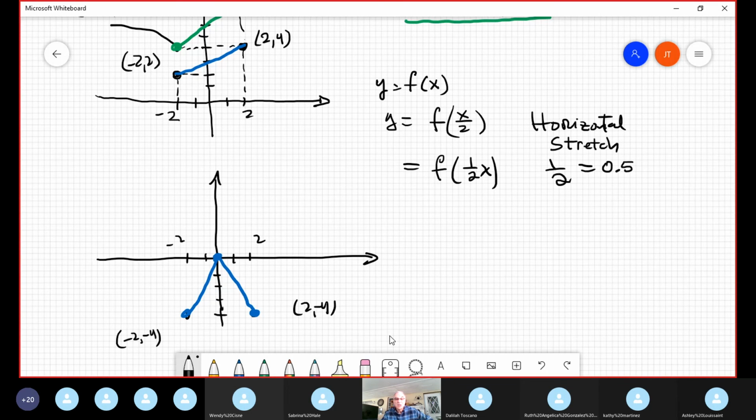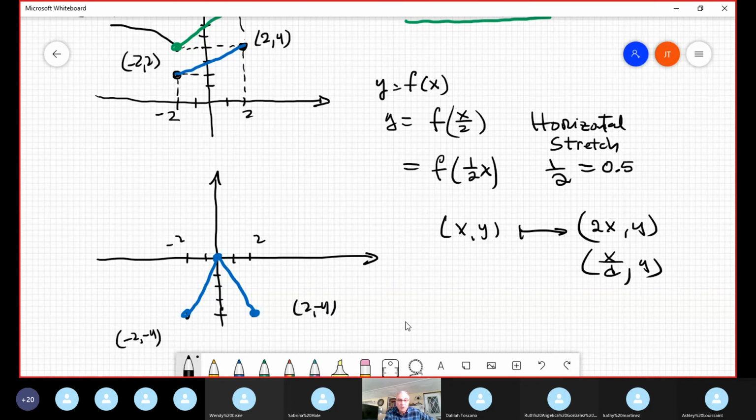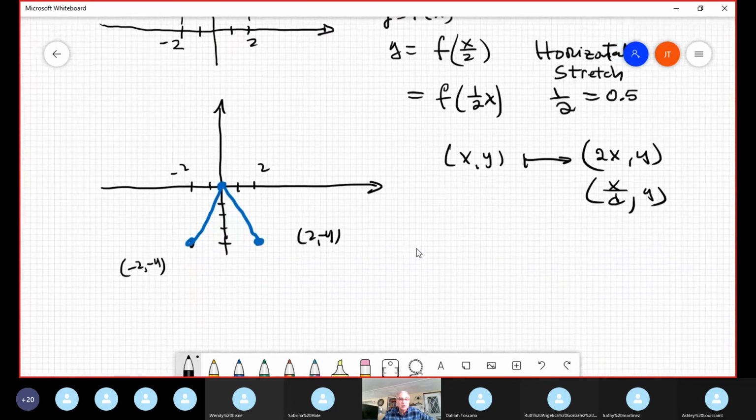Horizontal stretch. Remember, this is confusing. You have an (x, y) point. When you are doing the transformation, you divide by 0.5, which means you double x, and y stays the same. Because the formula is x divided by d, but d is 0.5, or 1/2; flip it, it's twice. So it's easy, in my opinion, because you double the x component.